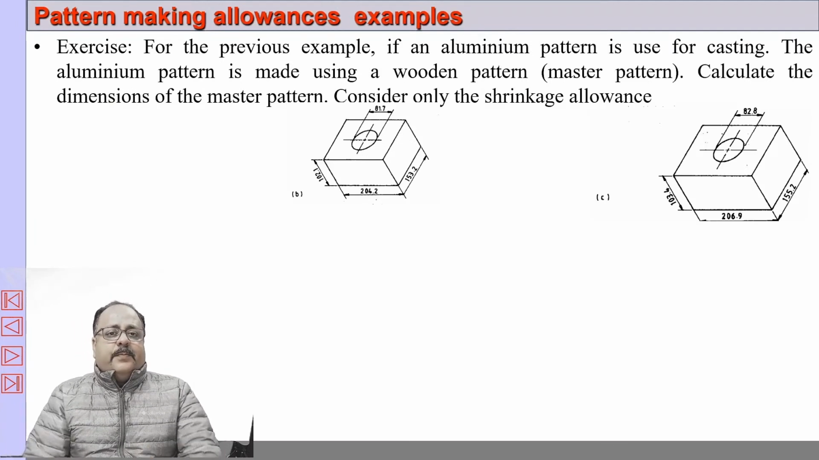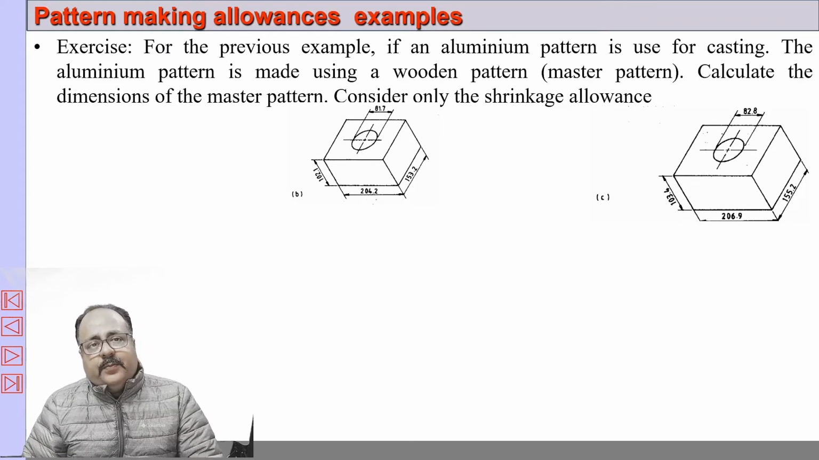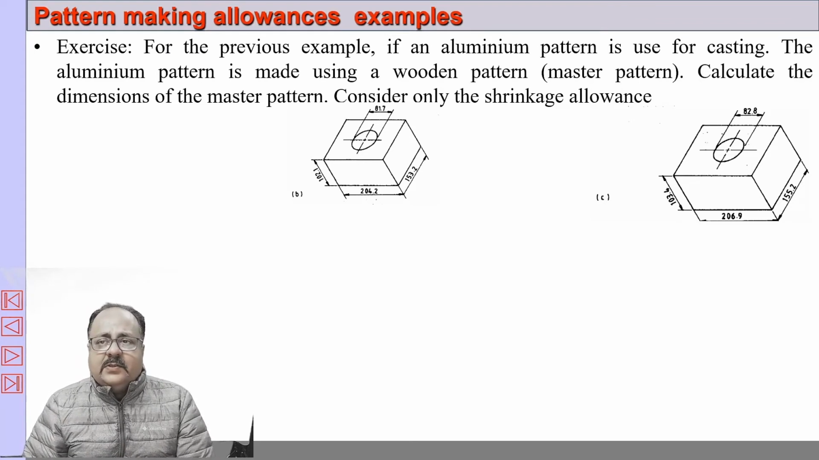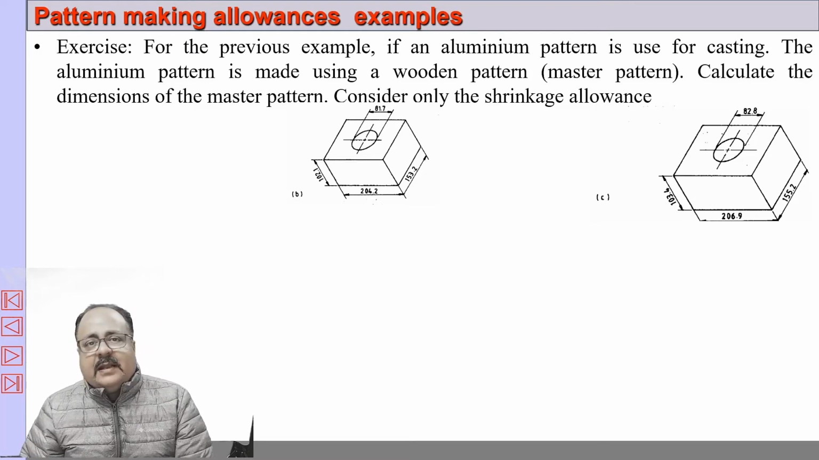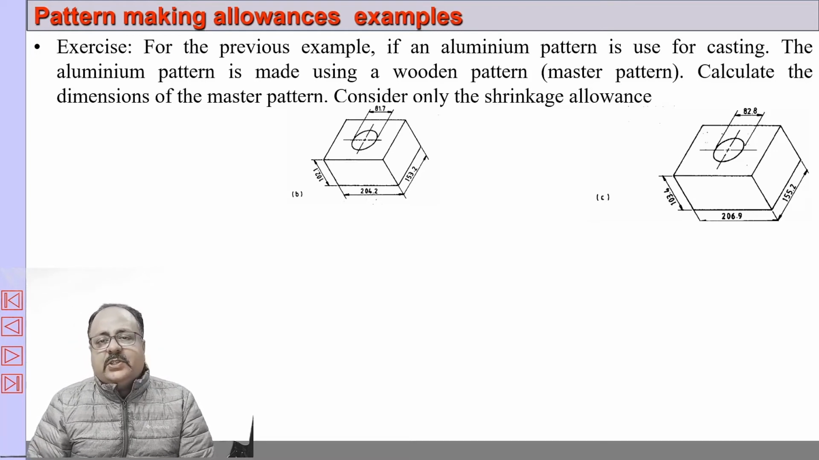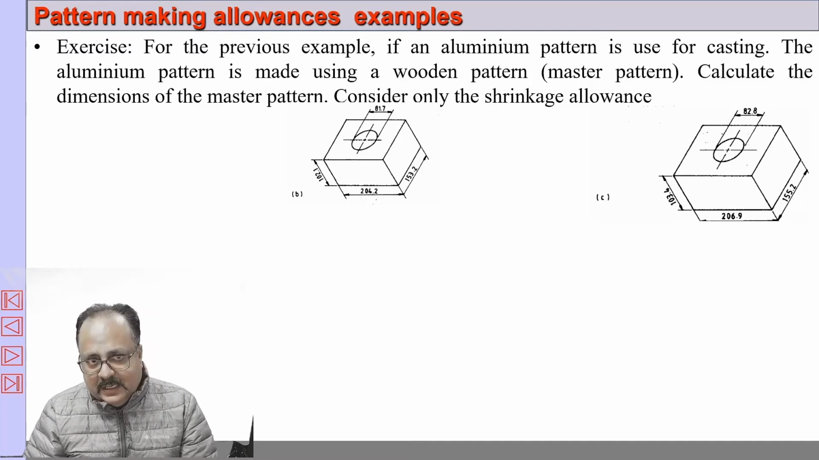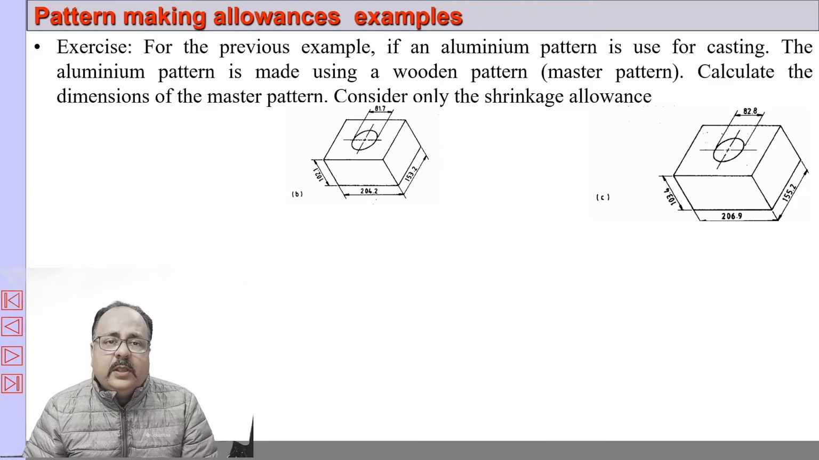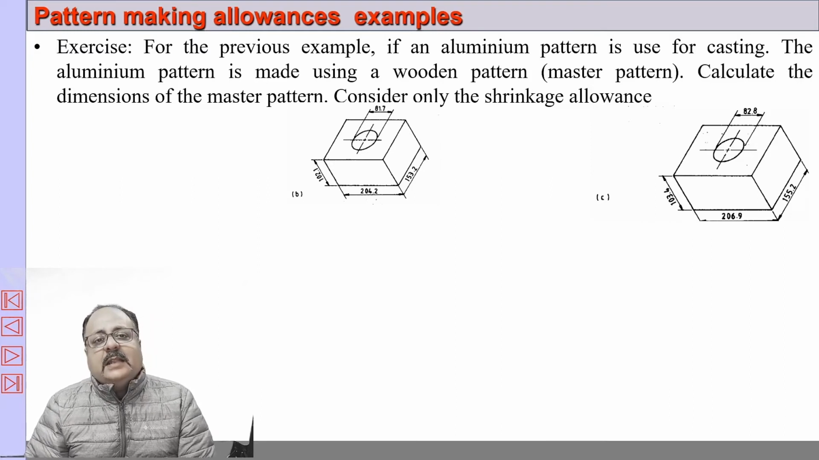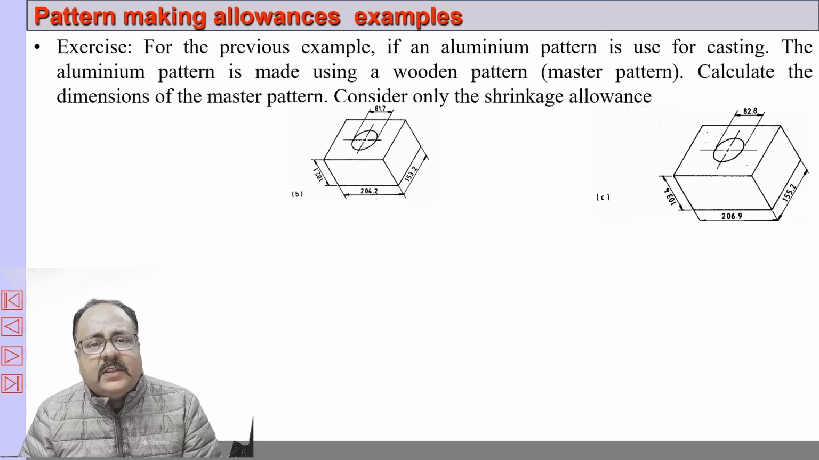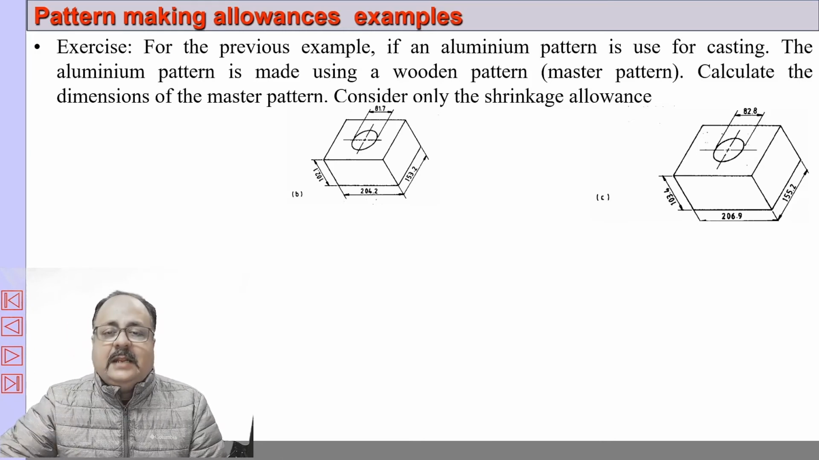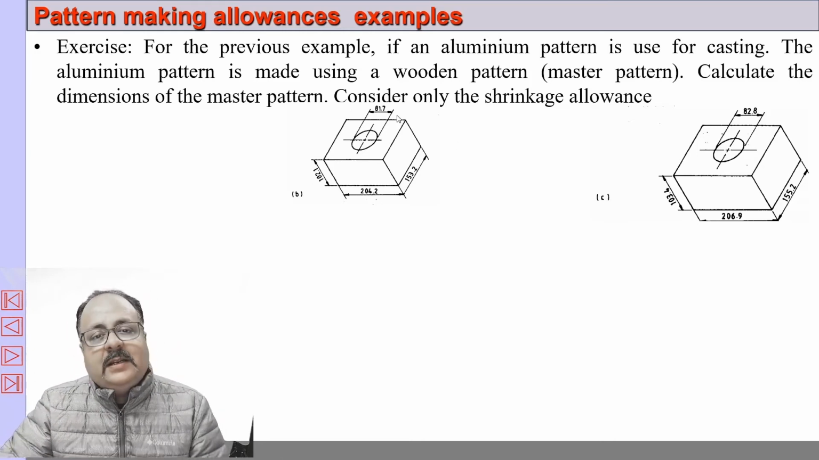Okay, now another part of the problem is that if in the previous example an aluminum pattern is used for casting, the aluminum pattern is made again by casting using a wooden pattern, which is called the master pattern. I repeat, this aluminum pattern from which you will be making the mold is made by another casting process, and for that casting process, we have used a wooden pattern. Now we have to calculate the dimensions of the master pattern.